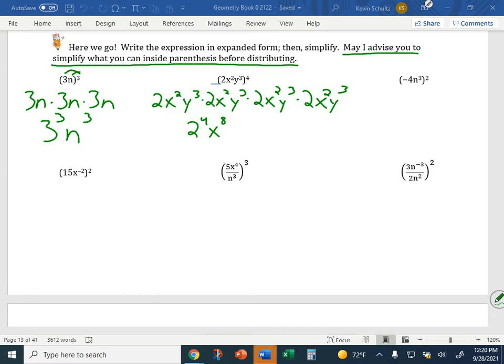And we have a total of 12 y's, 3, 6, 9, 12. Comparing this answer to our rule, the 2 gets the 4, becomes 2 to the 4th. The x squared gets the 4. It already has a power, so we multiply it to get x to the 8th. The y cubed gets the 4. It already has a power, so we multiply 3 times 4 to get 12.